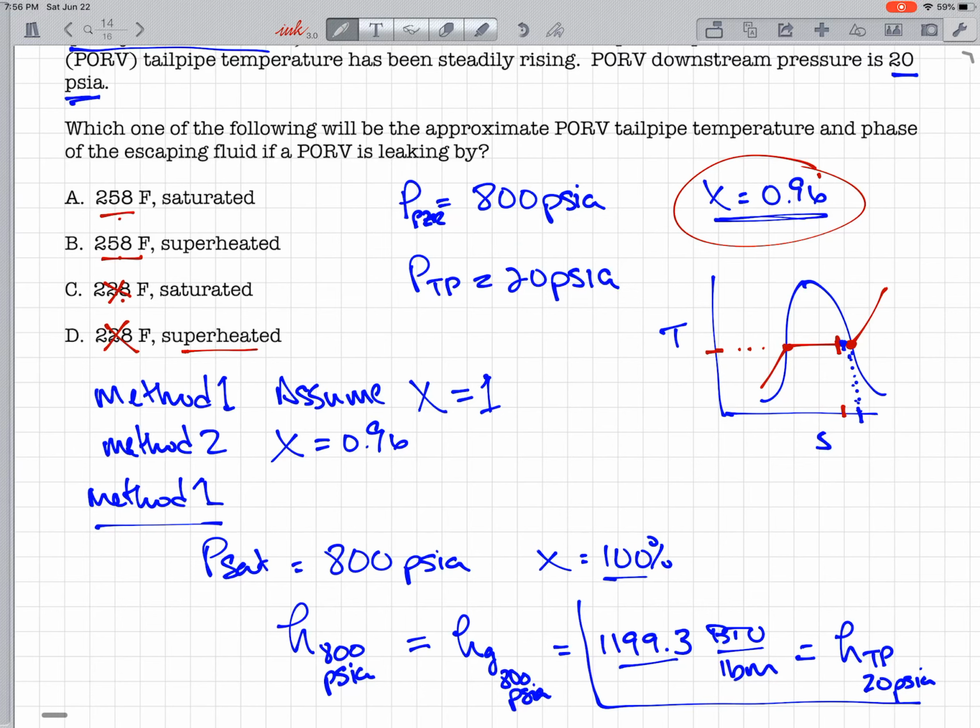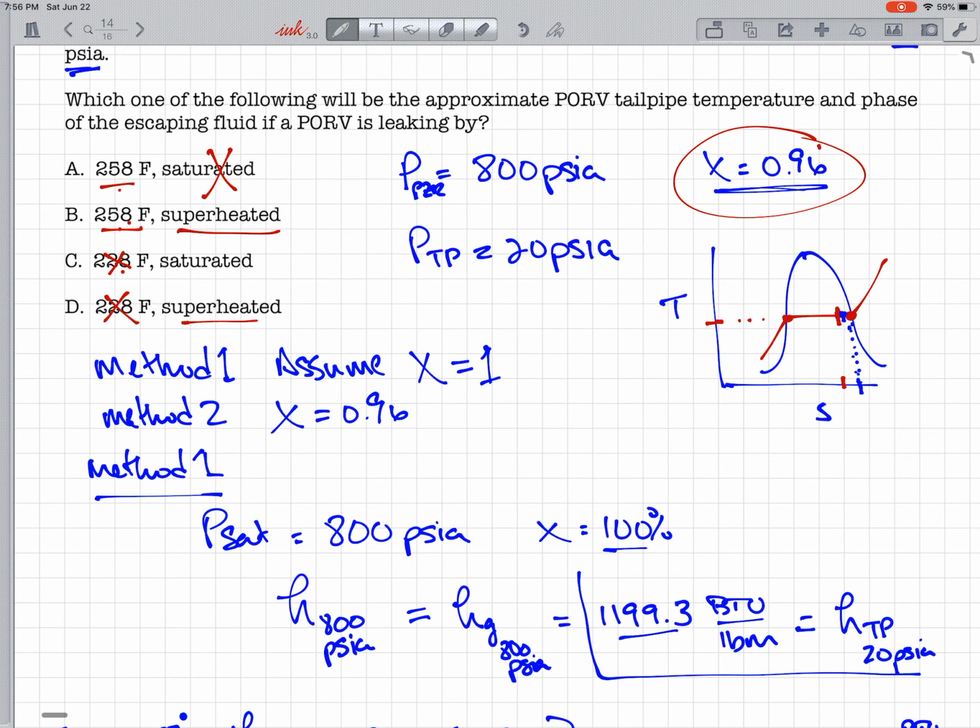So I guess you could look up the saturation temperature and cancel out two numbers if you were that smart. I'm not. I know we have superheated. I know we have 258. We are definitely not saturated in either method 1 or method 2. So I know I'm superheated. I know I'm at 258 degrees Fahrenheit. And that is the answer.